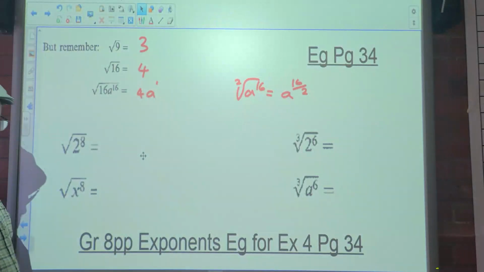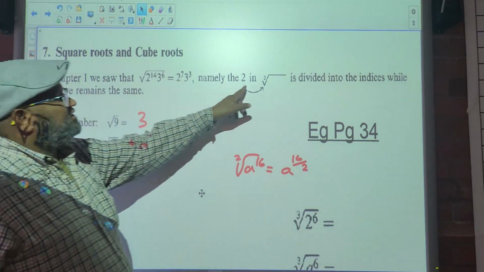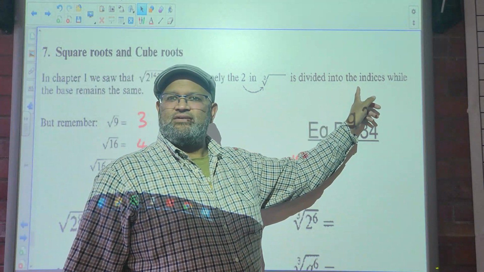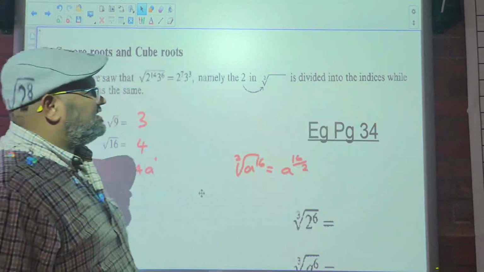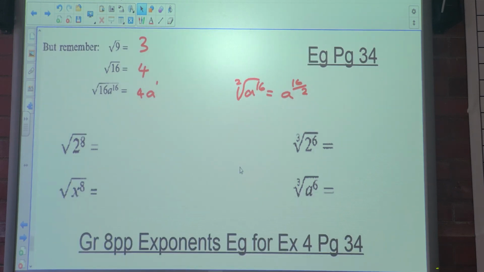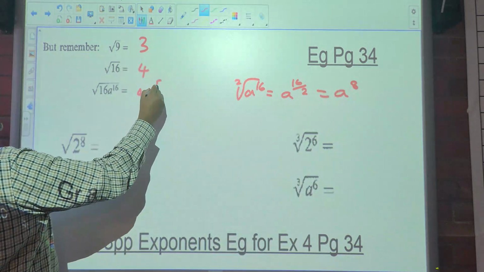Well, didn't you see the note that was given earlier on? You saw that the square root of 2 to the 14 and 3 to the 6, namely the 2 in the square root is divided into the exponents. Can you see that? You all wrote it down, we read it together earlier on, and yet you're still saying 4. If you follow this rule, the exponent must be divided by this root. Can you see that, people? So what's that going to give us? a to the 8. So that's going to be a to the 8.